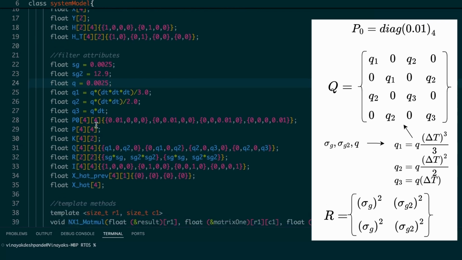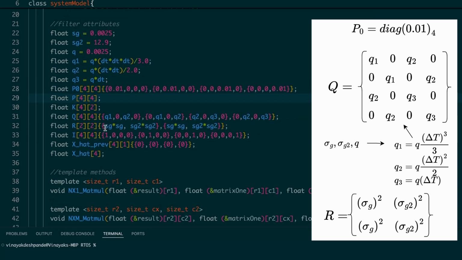I have my initial error covariance P0 4x4, which is a diagonal matrix of 0.01. P and K are not defined yet because those will be calculated inside of my Kalman filter prediction and the update step. I have my process noise Q, which is defined as so. My measurement noise R is also defined this way. I have my identity matrix 4x4, which is defined.